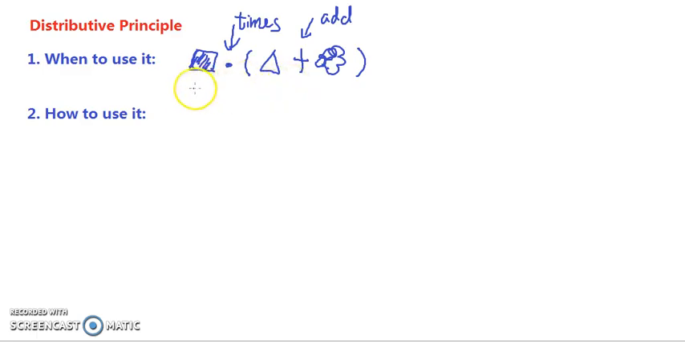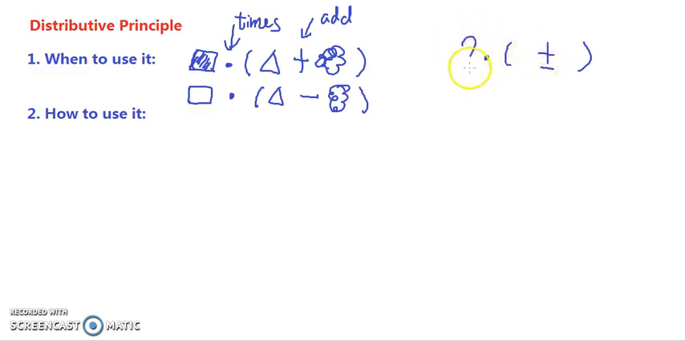So that's one case. Or we could have something times, still has to be times, something minus something. So it has to have this format. Notice that we must have times, we must have parentheses. Inside the parentheses, we must have either a plus sign or a minus sign. So this is what it looks like: something times something plus or minus something inside the parentheses.